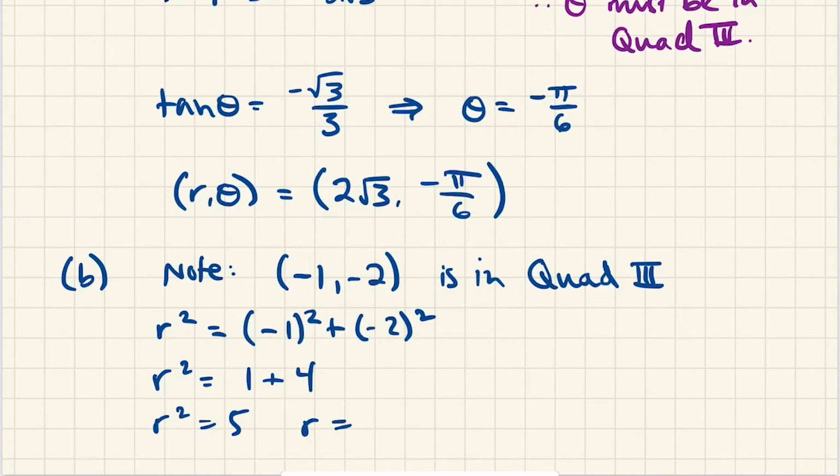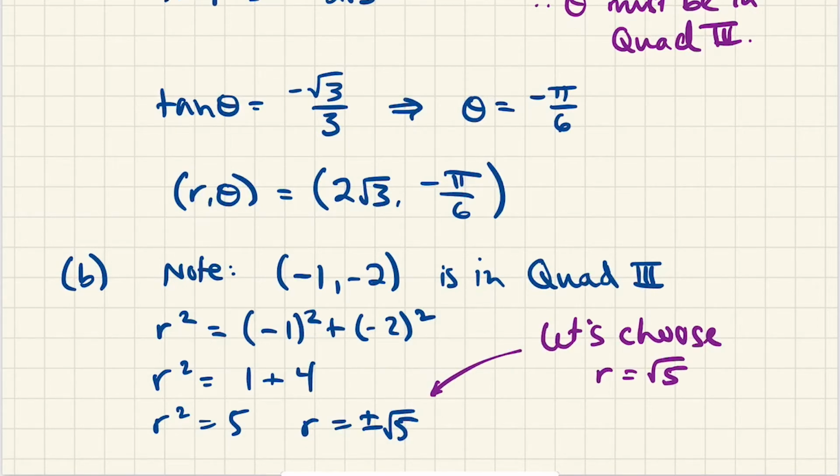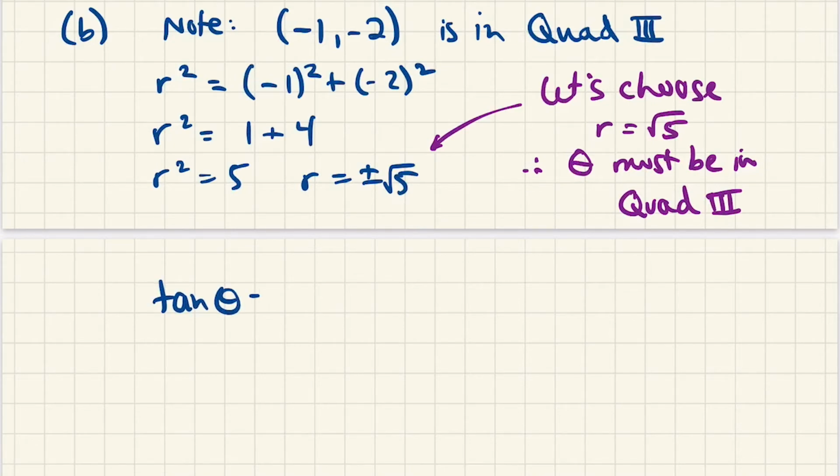So we can choose plus or minus root 5 for r. Okay, let's go with r equaling rad 5, which means that our theta must be in quadrant 3. Well, we know that tangent of theta is y over x, so that would be negative 2 over negative 1, which is 2. Now, if we try to think of ratios involving tangent that equal 2 on the unit circle, we're going to come up short because that's not one of our special ratios for tangent. Which means we have no choice but to use inverse tangent. So we can say that theta is equal to inverse tangent of 2. The problem here is that we're not done, because inverse tangent of 2 generates a first quadrant angle.